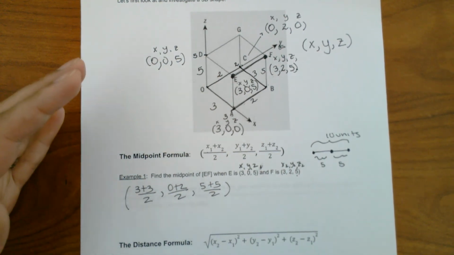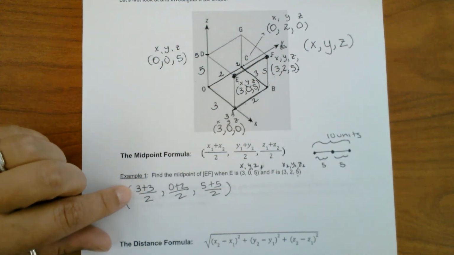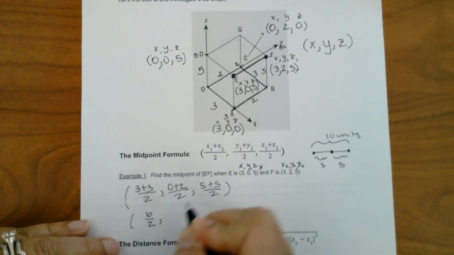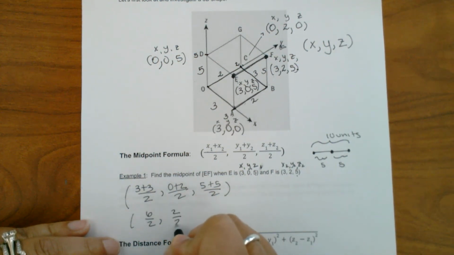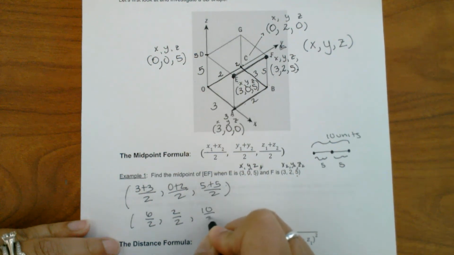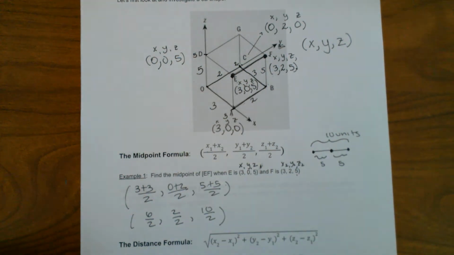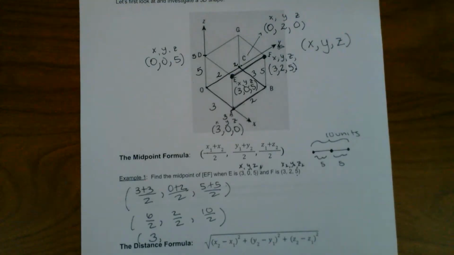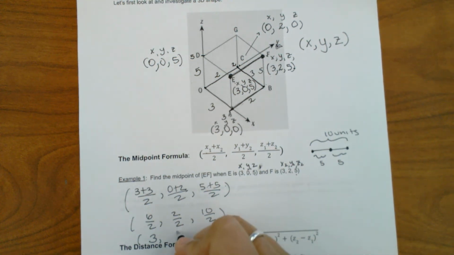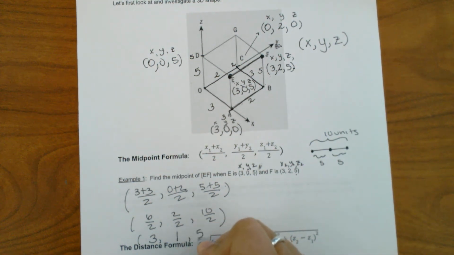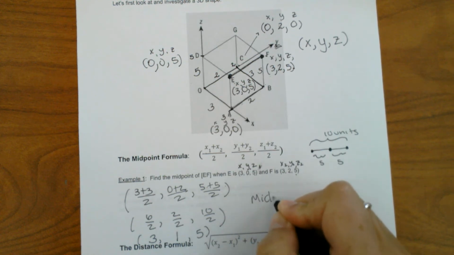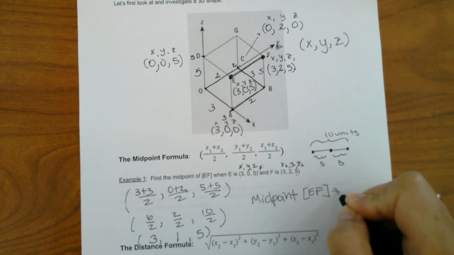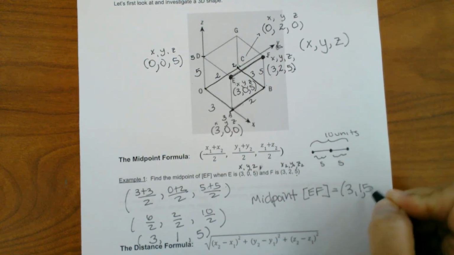Please remember, add first. So 3 plus 3, here we're going to have 6 over 2. 0 plus 2, 2 over 2. 5 plus 5, 10 over 2. And finally, let's reduce. 6 divided by 2 is 3. There's my lights, they never stay on for long. 2 divided by 2 is 1, and 10 divided by 2 is 5. So our midpoint of line segment EF equals 3, 1, 5.